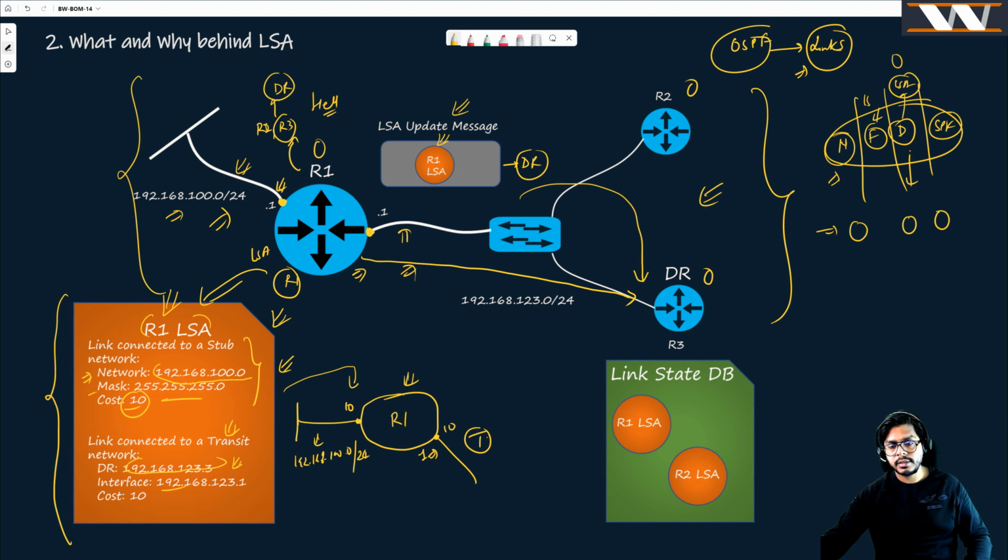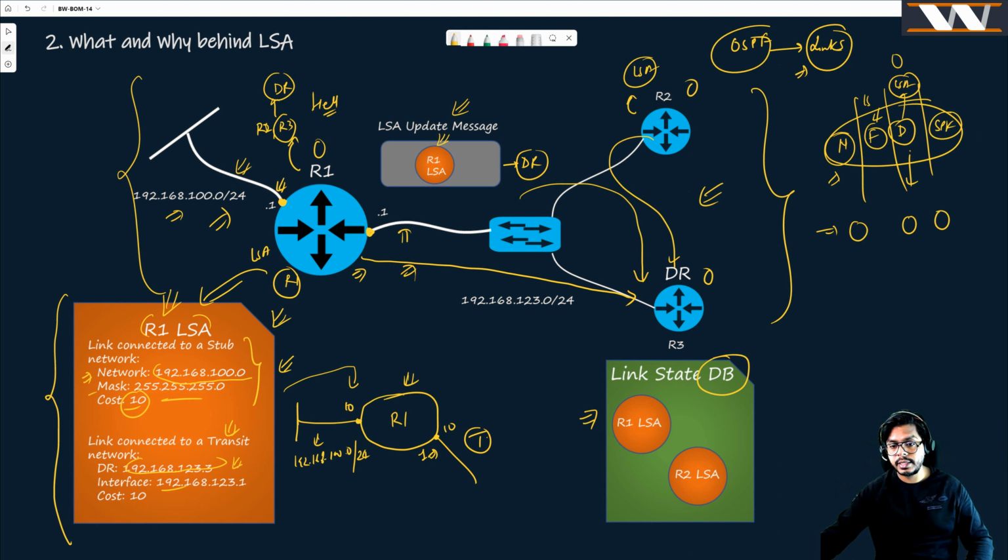And once the DR receives this information, it is going to collect it and save it into its database. Similarly, R2 is going to generate its own LSA and send it towards the DR. So what is going to happen at the DR?